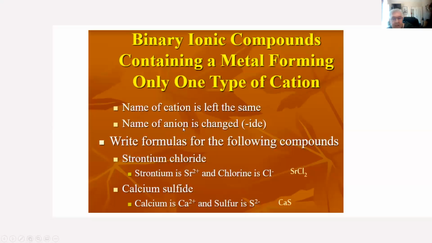Well, remember that an ion always changes the ending by "ide," and the cation remains the same name of the atom. Here you have some examples. Strontium and chloride makes SrCl2. In other words, strontium chloride. Calcium sulfide is made by calcium and sulfur.